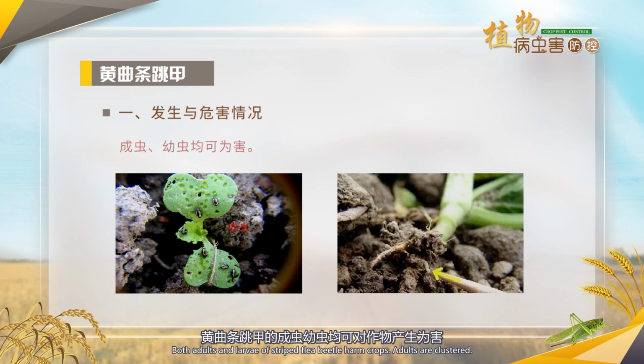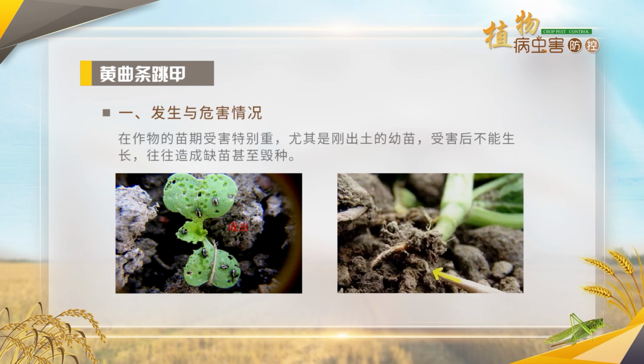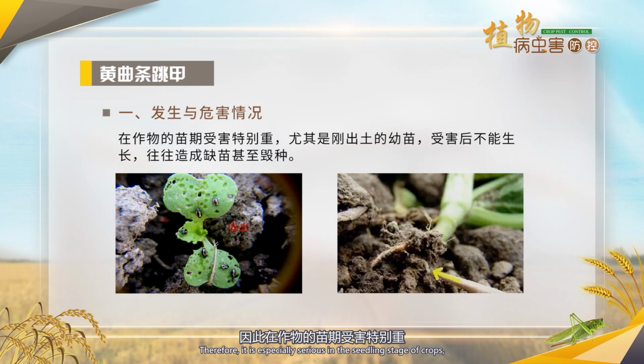Adults are clustered. 10 adults gather in groups on one leaf to cause harm. They bite the leaves into dense small oval holes and like to eat the tender parts and growing points of plants. Therefore, it is especially serious in the seedling stage of crops, in particular the newly unearthed seedlings, which cannot grow after being harmed, often resulting in seedling shortage or even destruction.